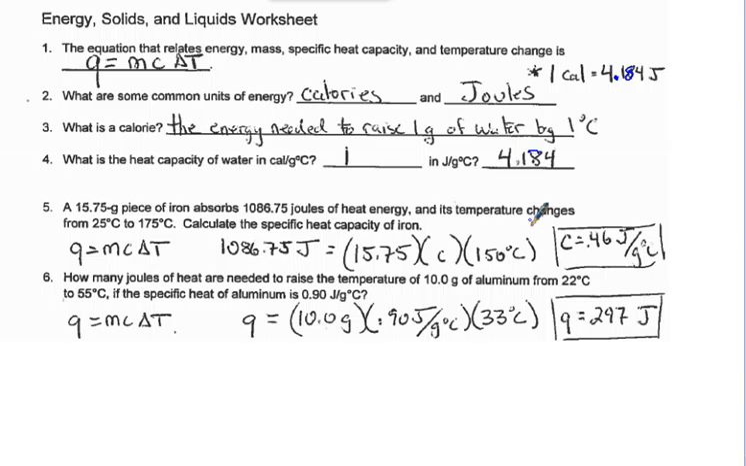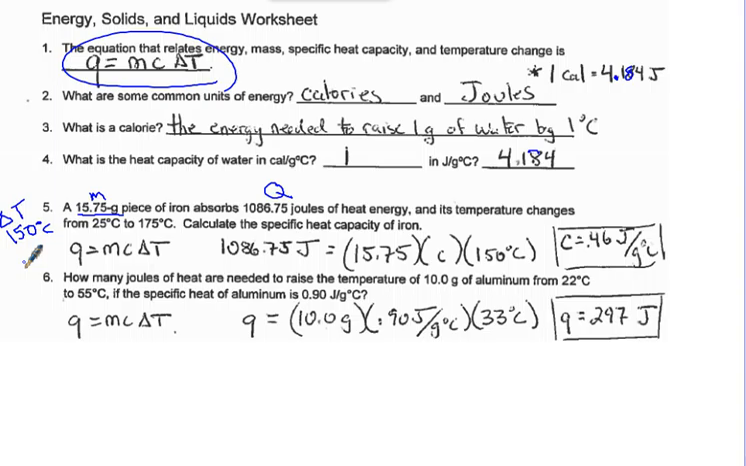So let's look at this question. Again, we're using Q equals mc delta T. We'll read the problem. We have 15.75 grams. That's the mass. Here is the heat. This is Q. This is the energy. Its temperature changes from 25 to 175. That is an increase of 150 degrees Celsius. That is our delta T. It increases by 150 degrees Celsius.